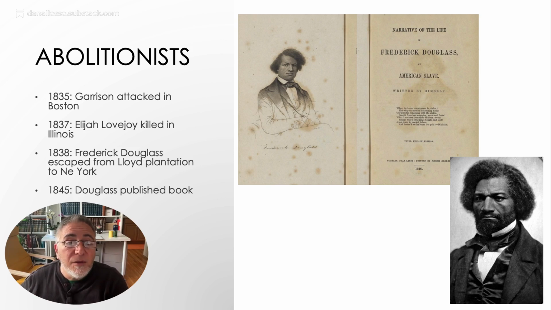A mob in Illinois killed an abolitionist named Elijah Lovejoy in 1837. And the following year, 10,000 protesters destroyed the abolitionists' new Pennsylvania Hall in Philadelphia, where Angelina Grimke had spoken, burning it to the ground.